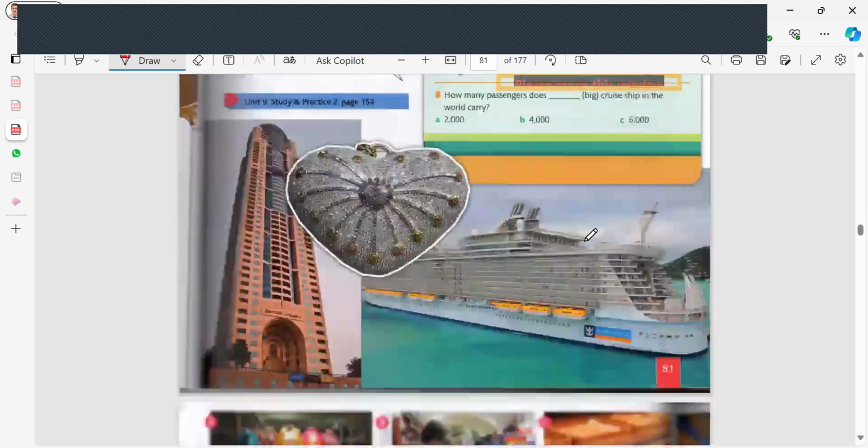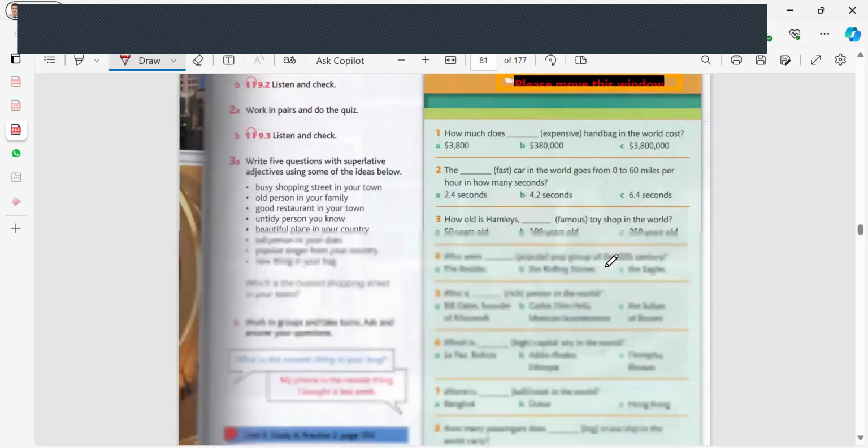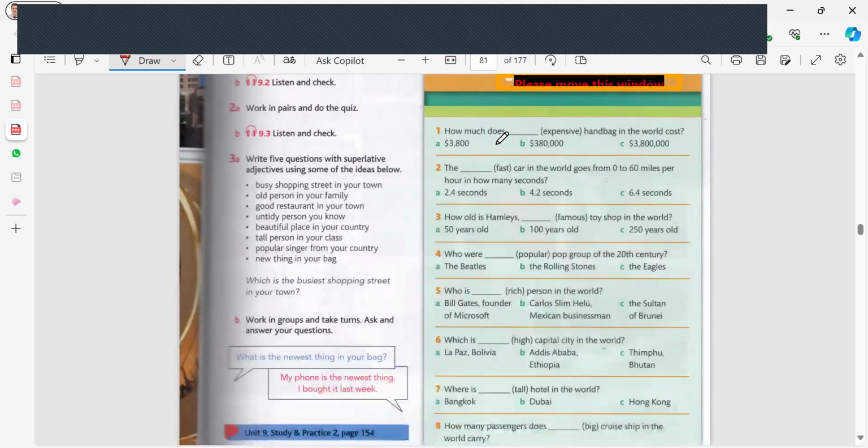Let's say guess your knowledge. Try before we listen. Try to answer this survey. How much does the most expensive handbag cost? So what should you do? Write the correct superlative. Expensive, what do we say? The most expensive.